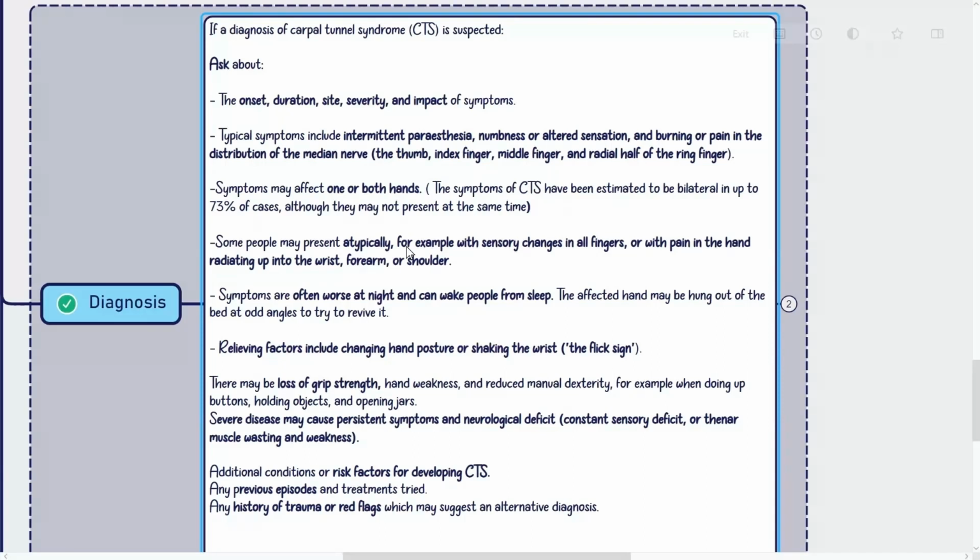The symptoms of carpal tunnel syndrome have been estimated to be bilateral in up to 73% of cases, although they may not present at the same time. Some people may present atypically, for example with sensory changes in all fingers, or with pain in the hand radiating up into the wrist, forearm, or shoulder.